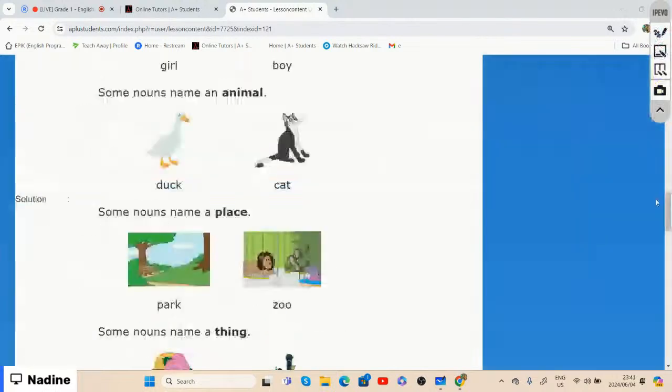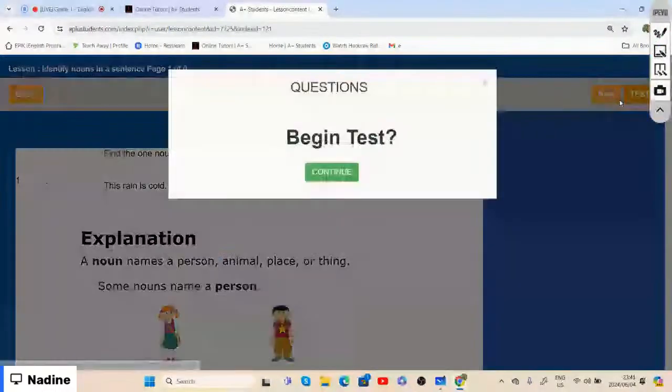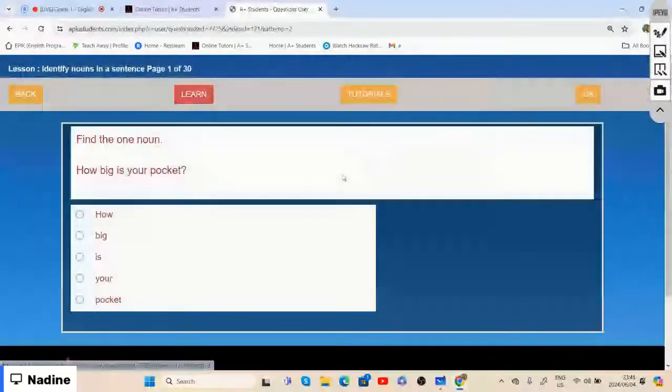All right, so now we're going to our test, where we are going to identify nouns within our sentence. We need to find one noun within the sentence. It says, how big is your pocket? So we need to identify the noun within that sentence. Is it how, big, is, your, or pocket?